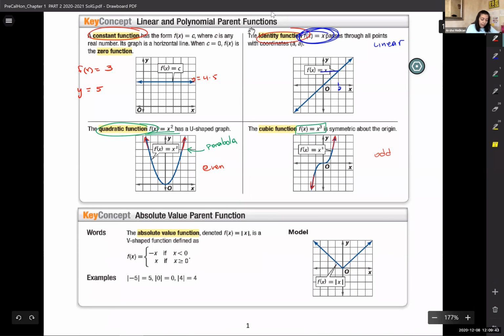Okay, next, absolute value function. So this is what I mean when I say we're just going to give things a little bit of a twist. You all know what an absolute value function looks like. It looks like that V when you graph, right? But let's give it a calculus twist. Let's give it that pre-calculus twist.